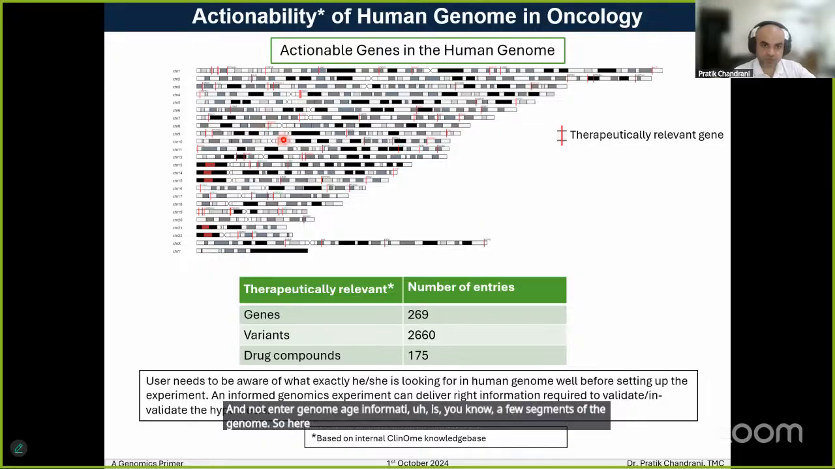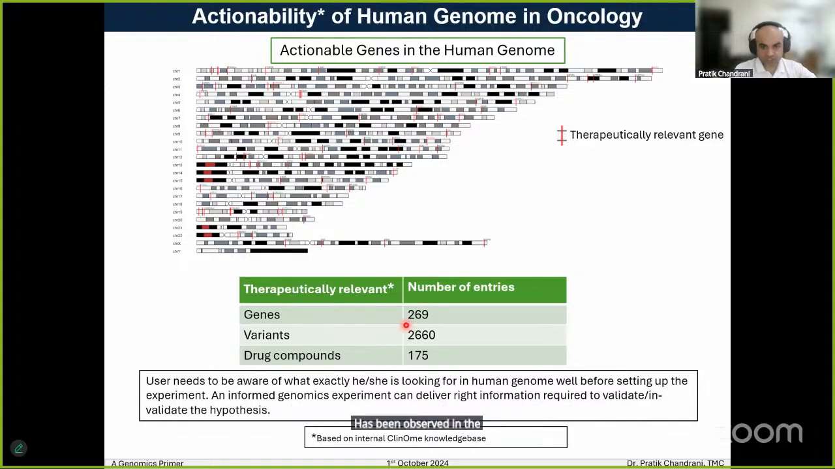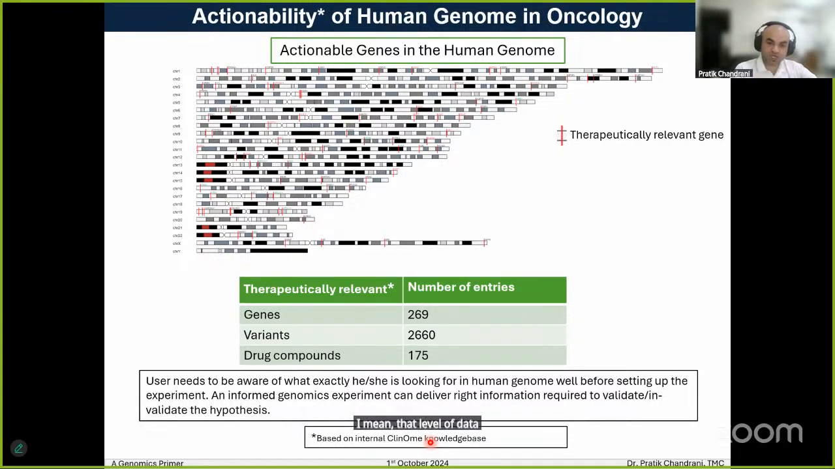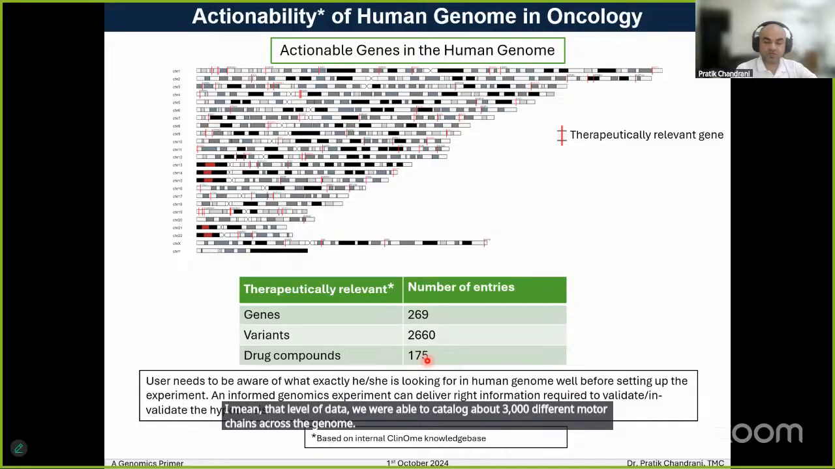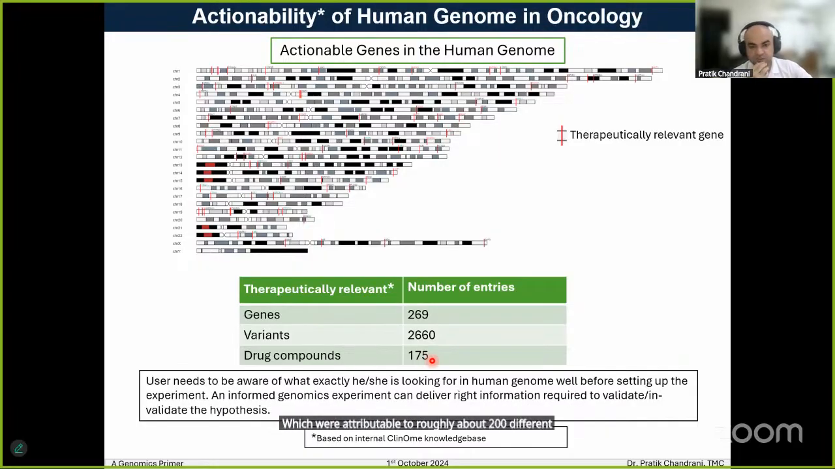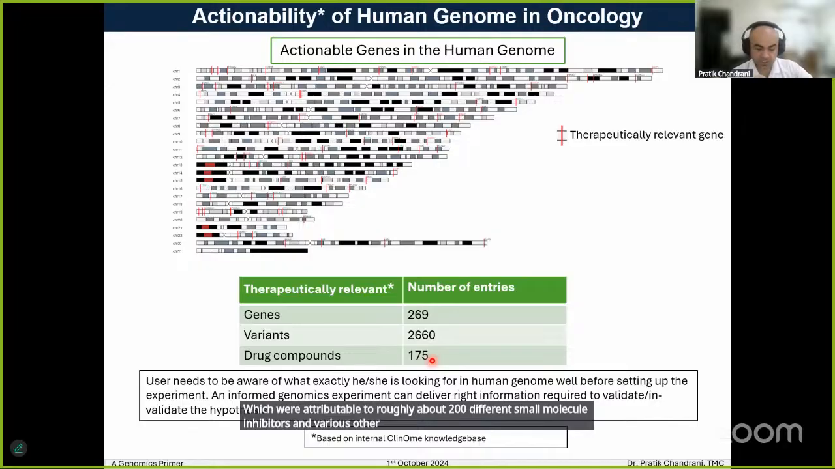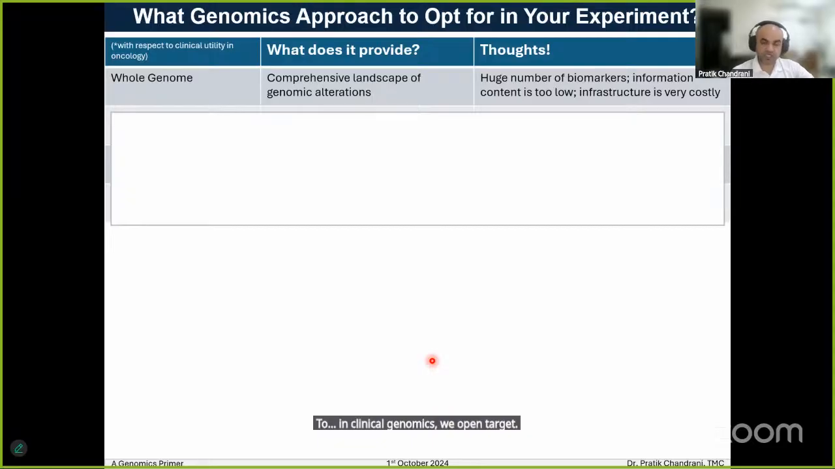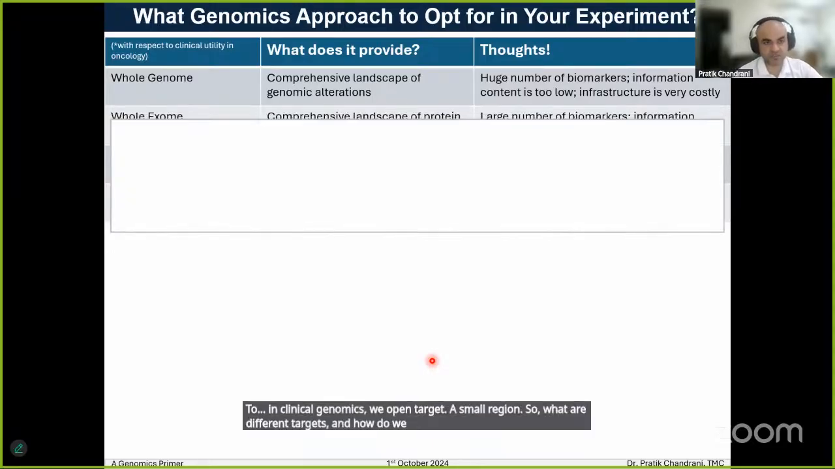So here I'm showing you a graphical view of the human genome, all the chromosomes, and the red bar indicates the location where a therapeutically relevant mutation has been observed in the genome. In our in-house clinome-based database, which I developed when I was a postdoc in that laboratory at ACTREC, we were able to catalog about 3,000 different mutations across the genome, which were attributable to roughly 200 different small molecule inhibitors and various other therapeutic agents. So, in clinical genomics, we often target the small region. So, what are the different targets and how do we do it? Let us quickly go through that.